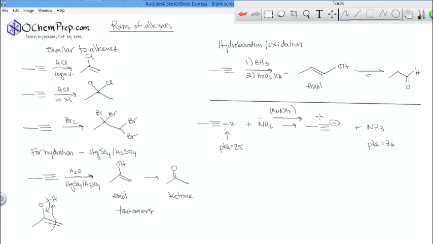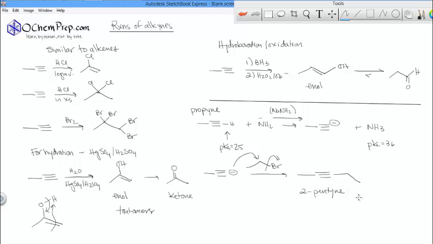In itself, this is not that interesting of a compound. But if we take this negatively charged propyne and then treat it with a compound such as ethyl bromide, what happens is we have a substitution reaction. And you can actually extend the carbon-carbon chain. So we start with propyne and we end with 2-pentyne.